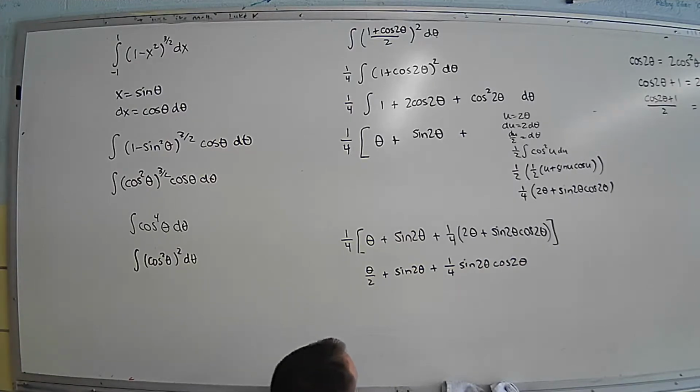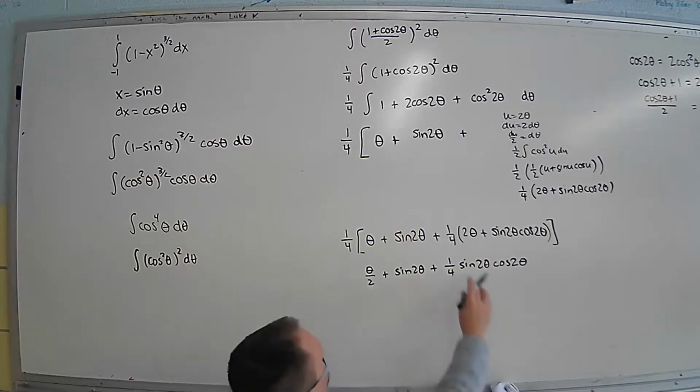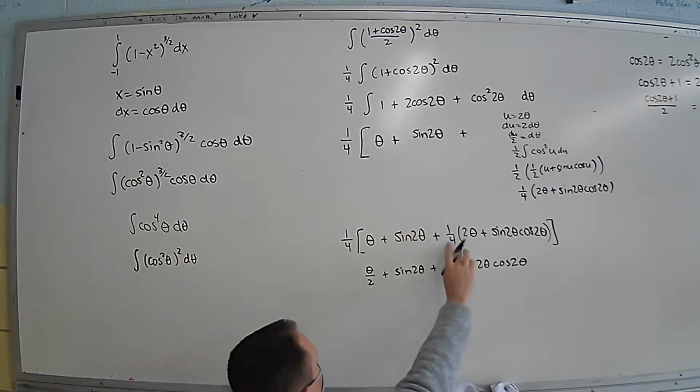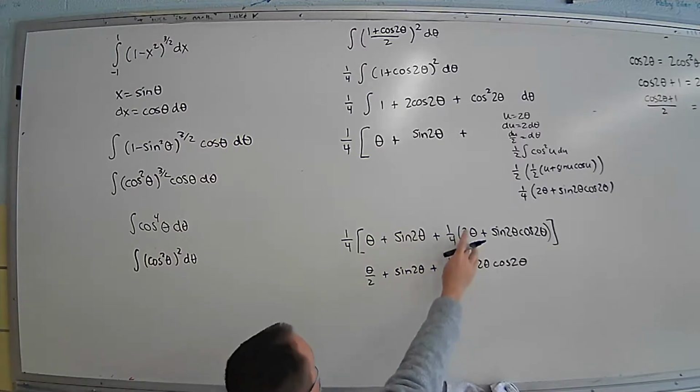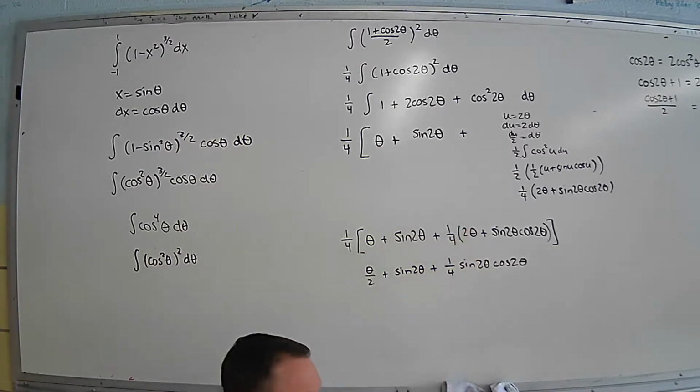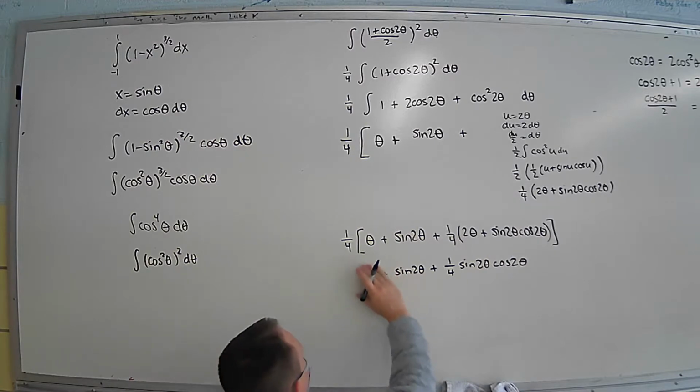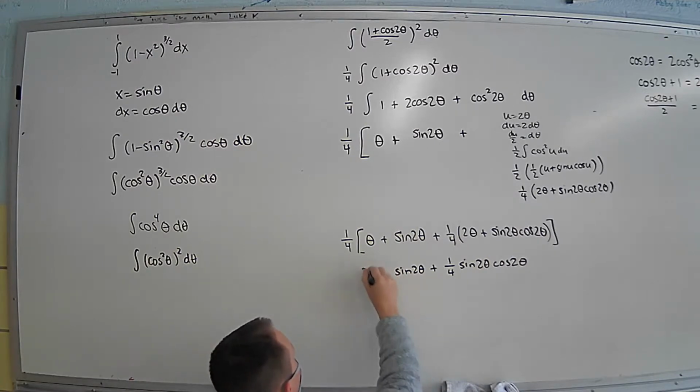Why is it theta over 2? You're adding 1/4 theta plus 1/2 theta. So shouldn't it be 3/4? Oh, you're right. I'm terrible at adding fractions apparently. Yeah, 2/4 is the same as 1/2. So 1/2 plus 1/4 would be 3/4. Good job.